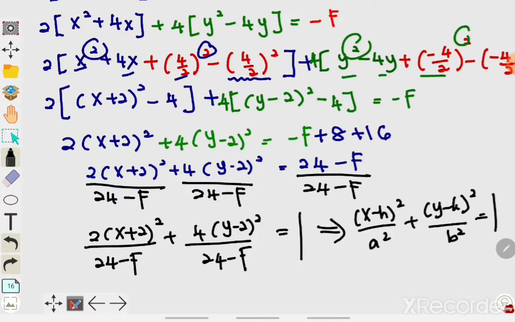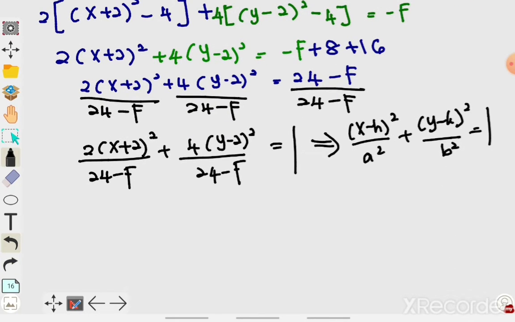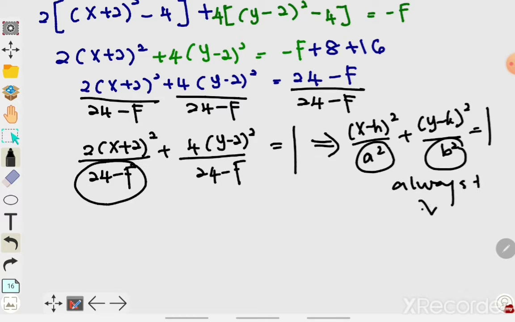So the question is to find the possible values of f. How do we do this? As we know, these are squared distances, so they must always be positive. Now you have to compress that: this must always be positive.